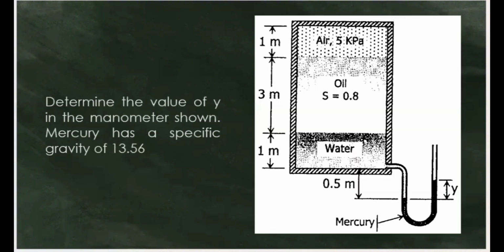So, sa problem number 2, to determine the value of y, ito daw, pinapahanap daw sa atin itong value na to. Ano daw yan? In the manometer shown, Mercury has a specific gravity of 13.56. Ano daw ang value nitong Y distance na yan? So, ito yung ating manometer liquid, yung ating mercury. So, meron tayong setup ng tank. Dito, given ang ating air.